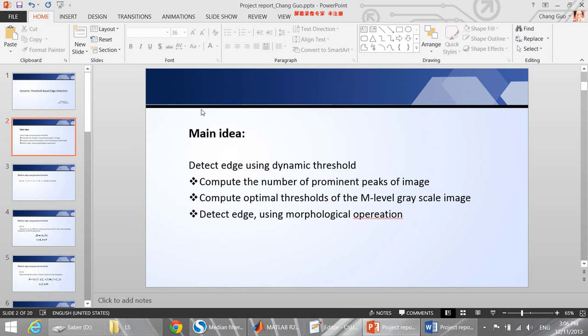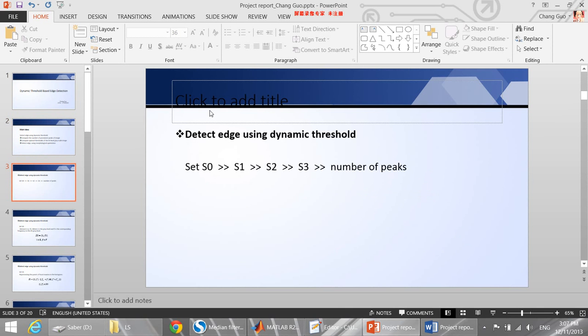It contains three aspects. First is to compute the number of prominent peaks of the image, the second is to compute optimal thresholds of the M-level gray level image, and the third is to detect edges using morphological operation. Now let's look at the first one.